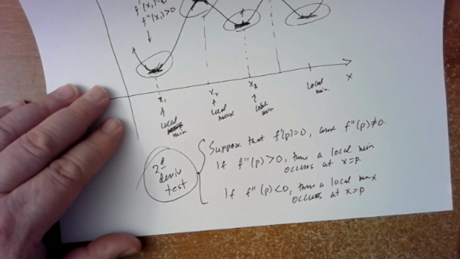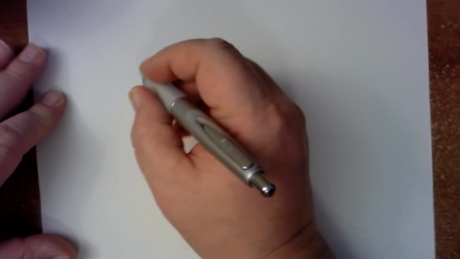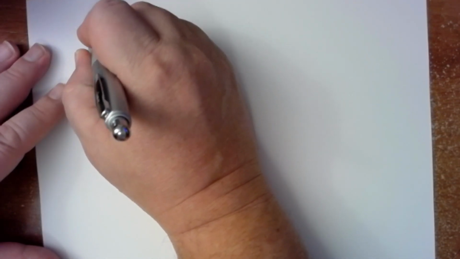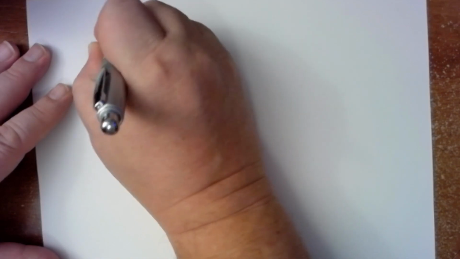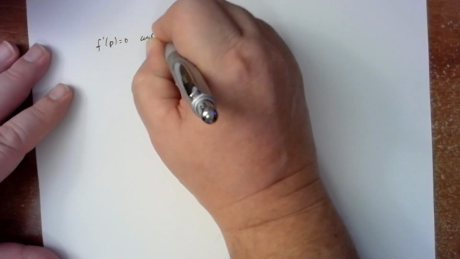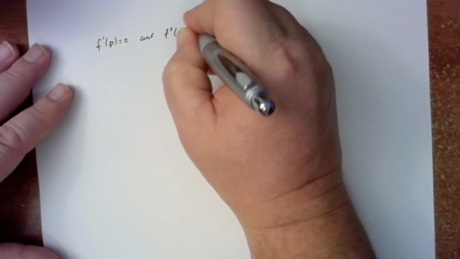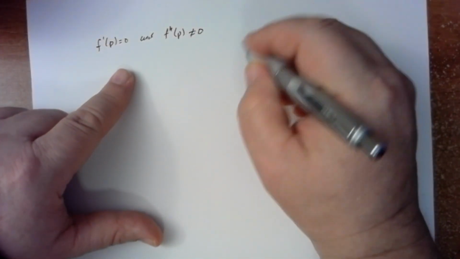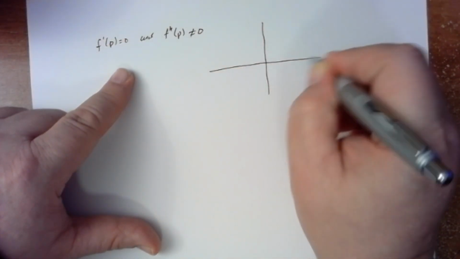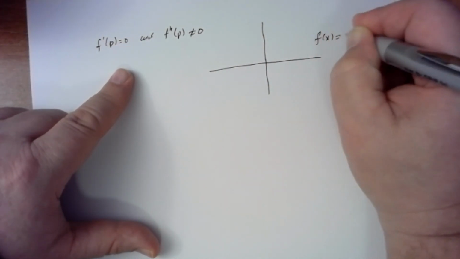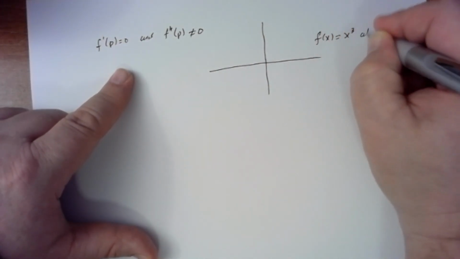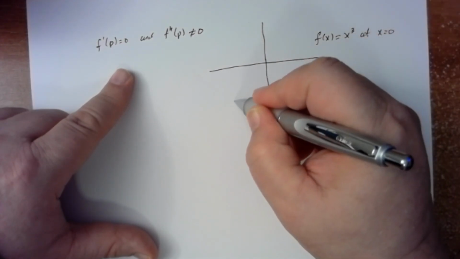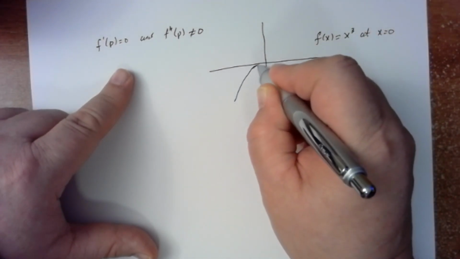So I'm going to pause for a moment and set up an example. Before I do a full example, I just wanted to mention some of the conditions on the second derivative test. We said that f prime of p was equal to 0 and f double prime of p is not equal to 0. Why are we making that restriction? Well, for example, consider the function f of x equals x cubed at x equals 0. Right, so our function looks like this here.